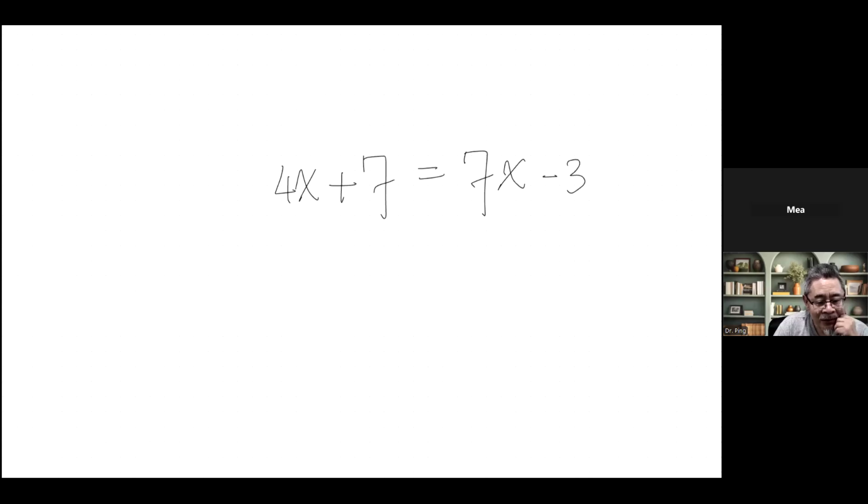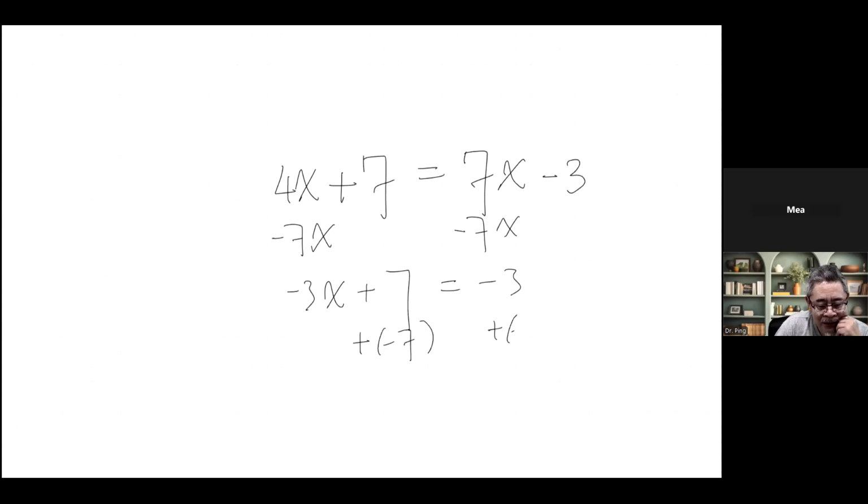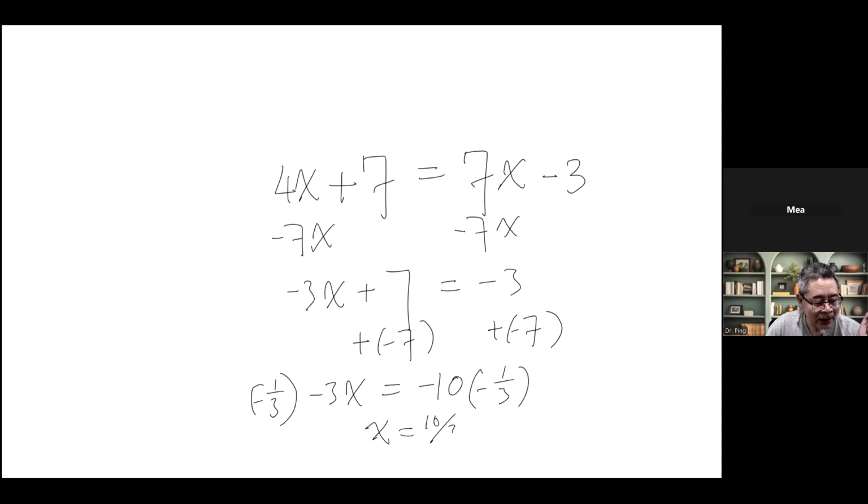Very good. It is because we put minus 7x on both sides, and we got negative 3x on this side. And of course, we're going to add negative 7. Then we got negative 3x equal to negative 10. We're going to times negative 1/3 on both sides. And that gives us 1. So we got x. The other side will be 10 over 3. Perfect. Good job.